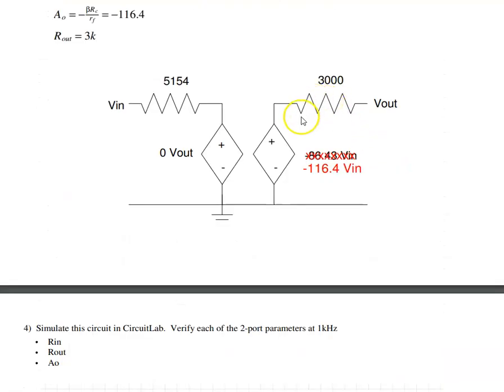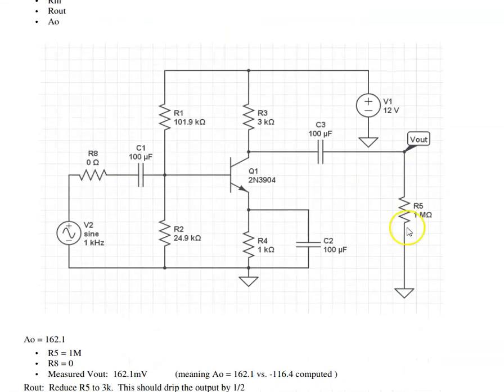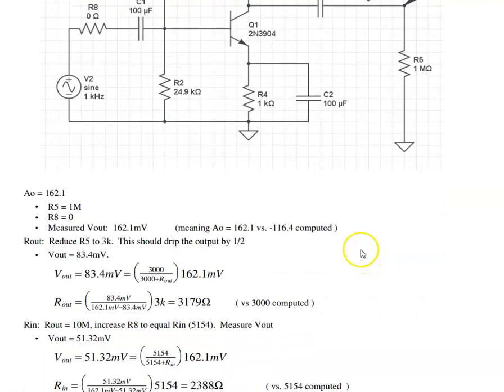To find Rout, I would take the output, tie it to ground through 3K, and I'll lose half the voltage. So I'll take the output, drop this down to 3K, and see how much the voltage drops. And it actually drops down to 83 millivolts, which means that the output resistance is actually 3179 ohms.